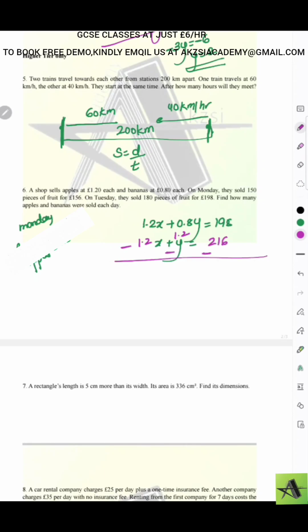Subtract. So from here, this will be 216 minus 198, which is 18, and this will give me negative 0.4y. And finally 18 divided by 0.4 is 45. So we have calculated y, that means the bananas, as 45, and the total pieces were 180. That means apples will be 180 minus 45. That will give me 135. So this is the answer for question 6.